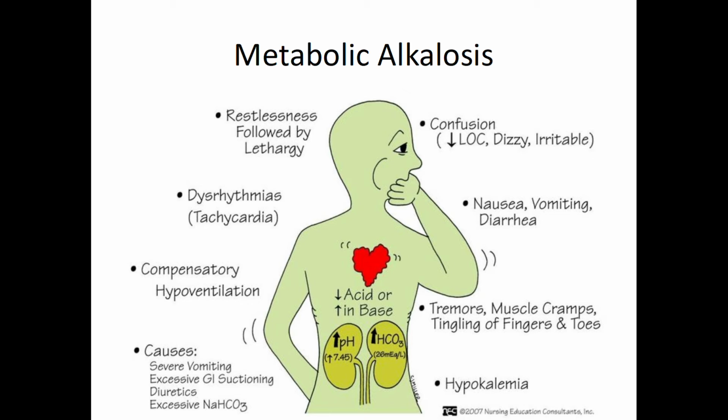And we can also see this from diuretics. People who are taking high levels of diuretics sometimes are just losing too much acid in the urine, and so that can result in metabolic alkalosis.